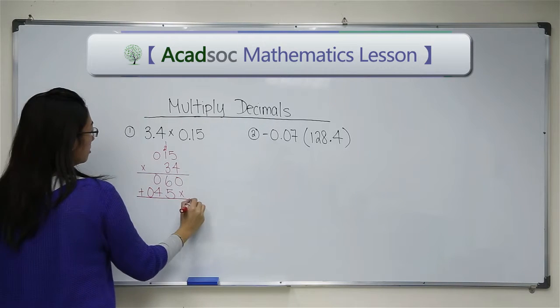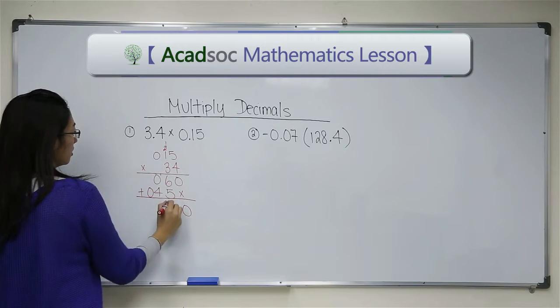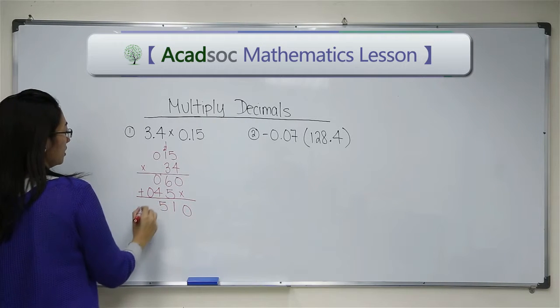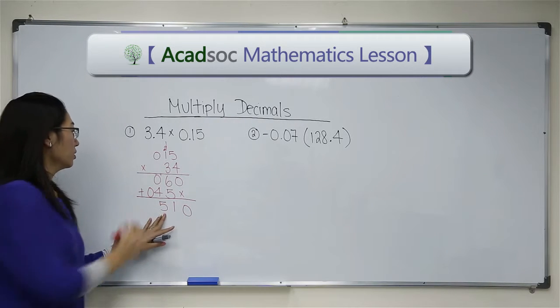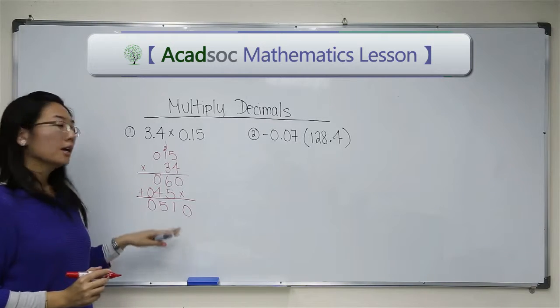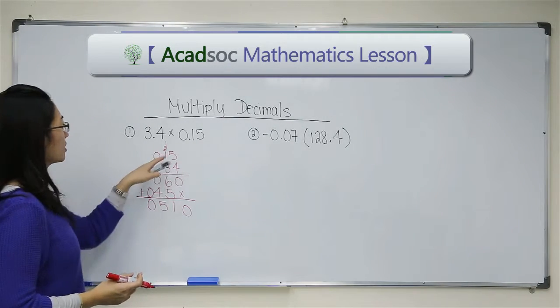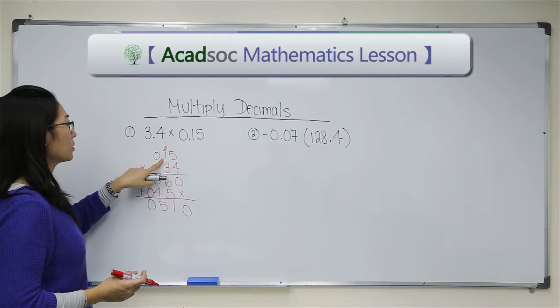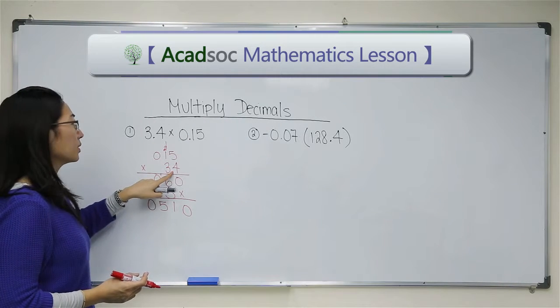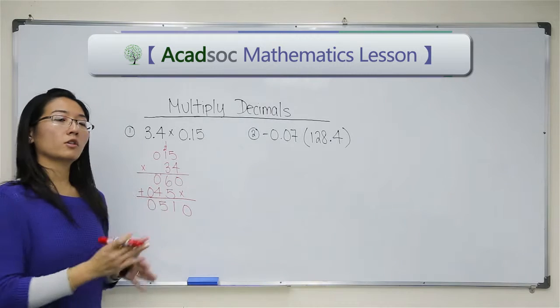Now add each column up. This is 0, 11, this is 5, 0. So here we have the number, let's put this here just in case. We have 0510. Now where does the decimal point go? Because in 0.15, the decimal point goes right here. 3.4, the decimal point goes here. Our decimal points aren't lined up.